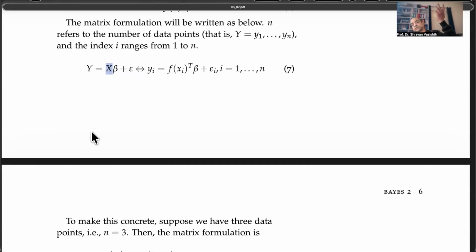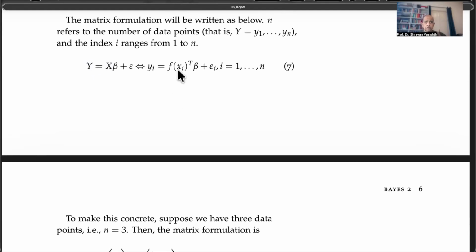What will be the dimensions of this matrix? Because we have n data points, it will be n times p, where p is the number of parameters, right? And so this will be n times p, and beta will be p times 1. Okay, so when we multiply this matrix, we'll have an n times 1 matrix, and this will be n times 1. So we are adding up an n times 1 matrix with an n times 1 matrix, and we get as a result the y. Okay, so that's how this model works.